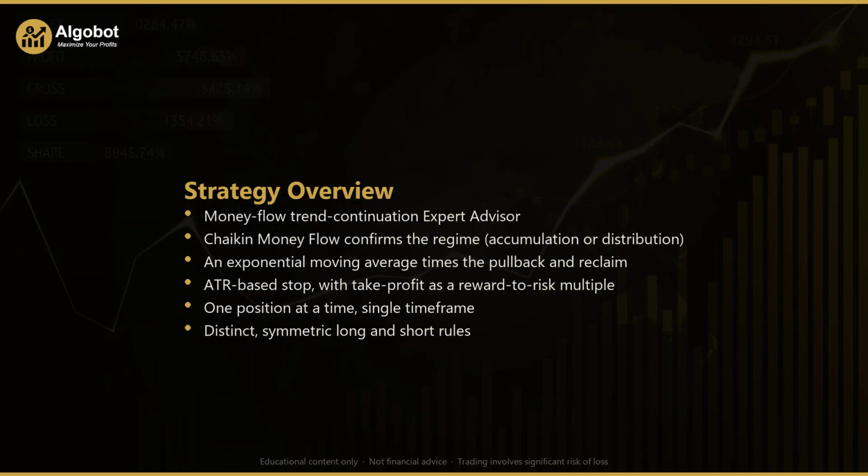The second ingredient is an exponential moving average. Inside a confirmed money flow regime, the strategy waits for price to pull back and briefly lose the moving average, and then reclaim it in the direction of the flow. Buying the reclaim, rather than the extension, is what keeps the risk small and clearly defined.